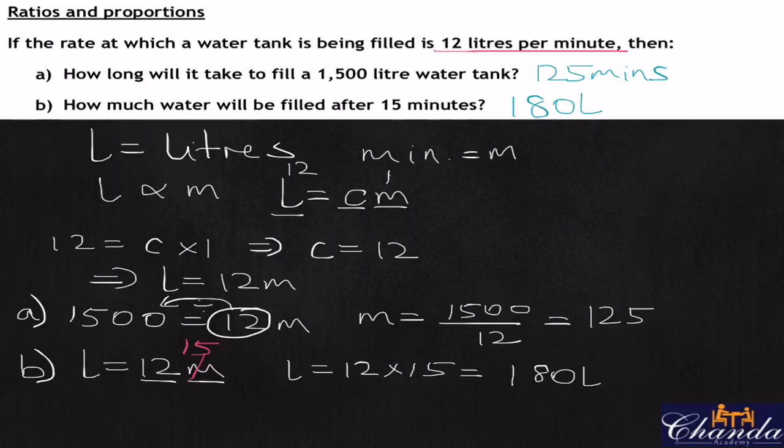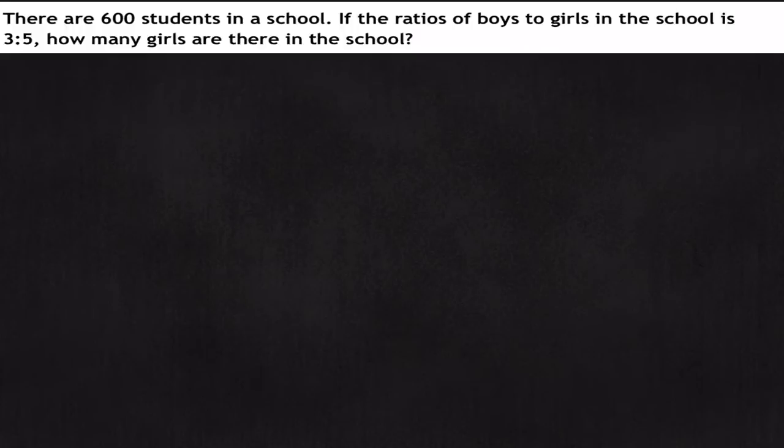Moving to the next question. There are 600 students in a school. If the ratio of boys to girls in the school is 3 to 5, how many girls are there in the school? A fairly straightforward question. The ratio given is 3 to 5, which is 3 for boys and 5 for girls. So let's find the total parts: 3 plus 5 is equal to 8.